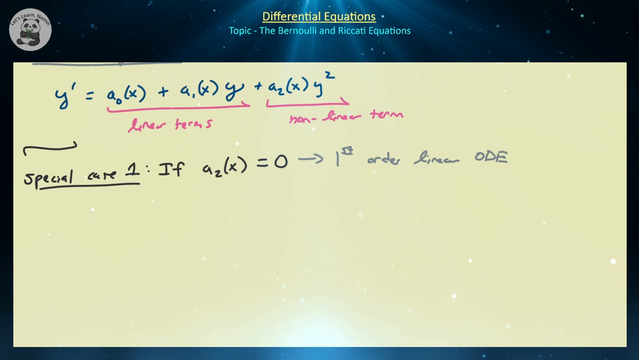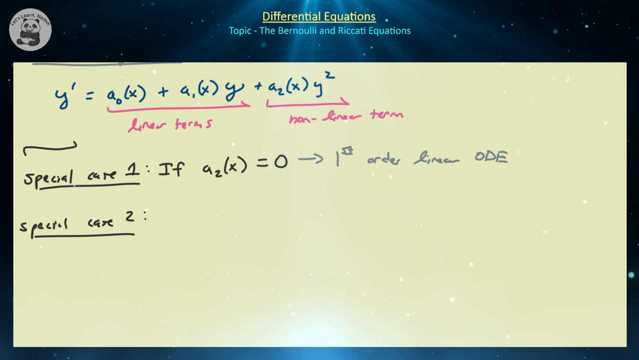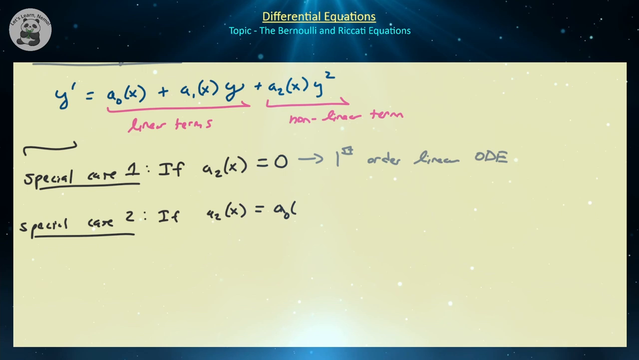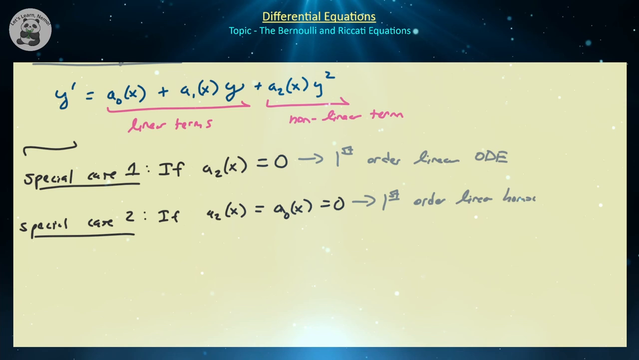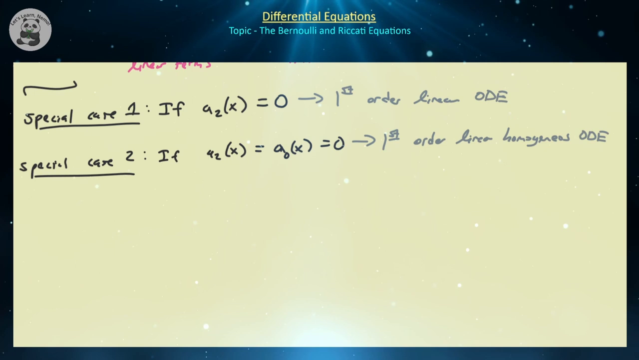So we know how to solve special case 1. So special case 2, if both a2 and a0 are both equal to 0, what do you have then? So it's obviously going to be a first order linear, but it's going to be a first order linear homogeneous ordinary differential equation, which is a special case of separable differential equations. Keep in mind, separable does not imply linear, but first order linear homogeneous does imply separable. So that's one case. Here's our third case.